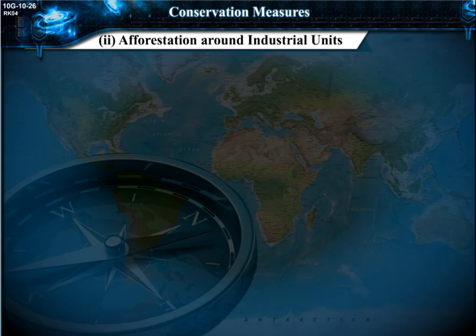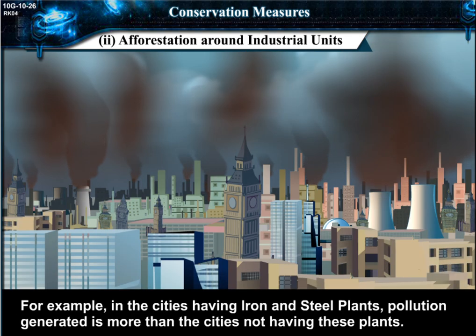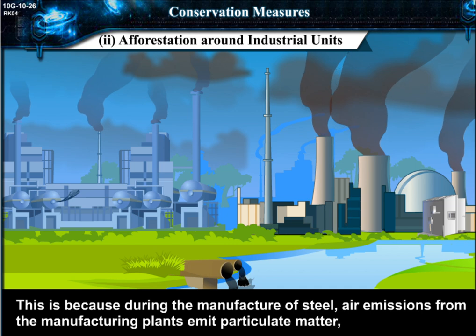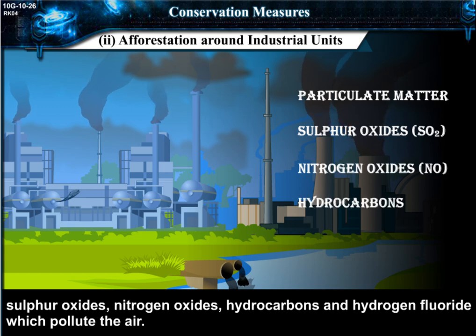Second, afforestation around industrial units. The level of pollution is much higher in areas where industries are located. For example, in the cities having iron and steel plants, pollution generated is more than the cities not having these plants. This is because during the manufacture of steel, air emissions from the manufacturing plants emit particulate matter, sulfur oxides, nitrogen oxides, hydrocarbons, and hydrogen fluoride, which pollute the air.